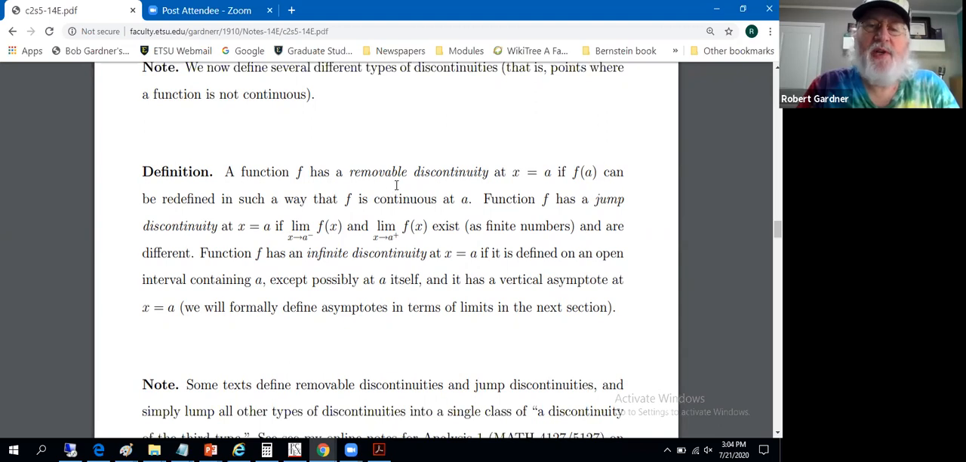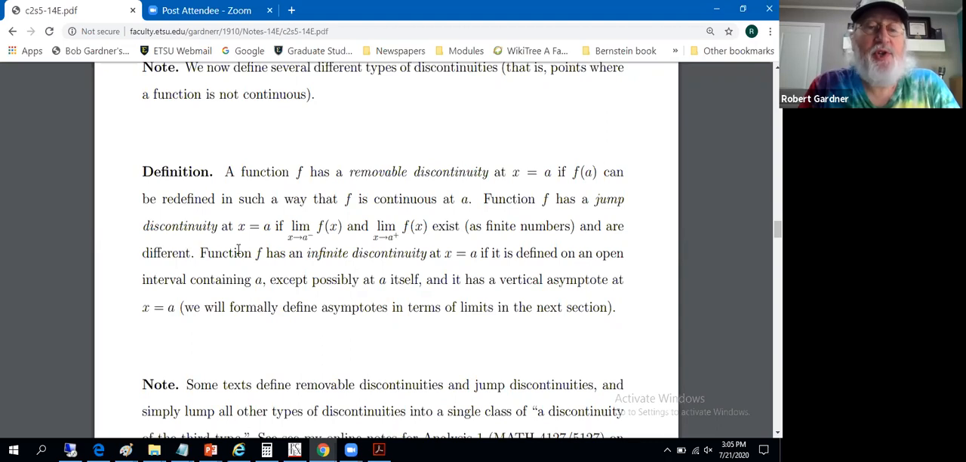A function f has a removable discontinuity at x equals a if f of a can be redefined in such a way that f is continuous at a. All right, this is when you're going to have a graph that tries to pass through a point, okay, that means a limit exists, and fails for whatever reason, fails to pass through the point. That's a function with a removable discontinuity.